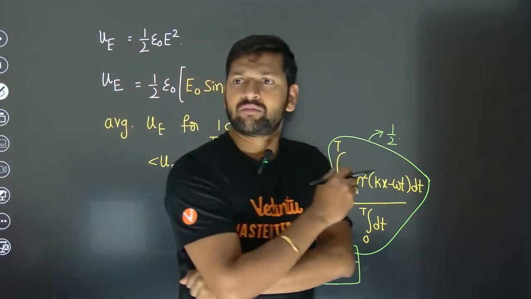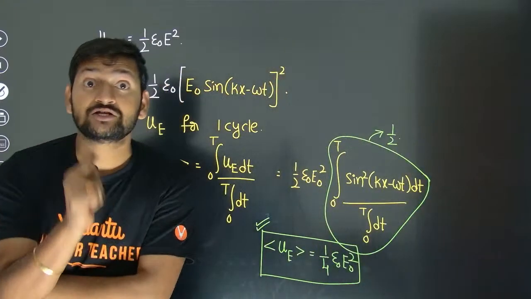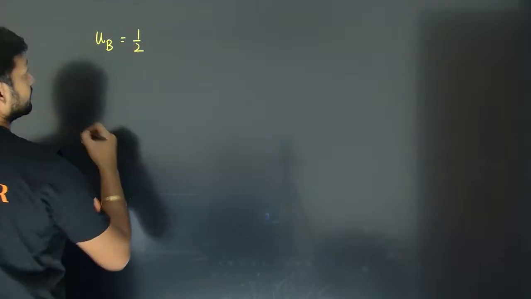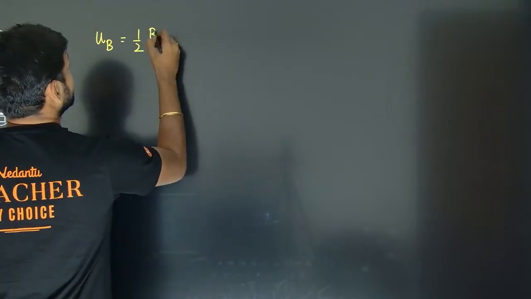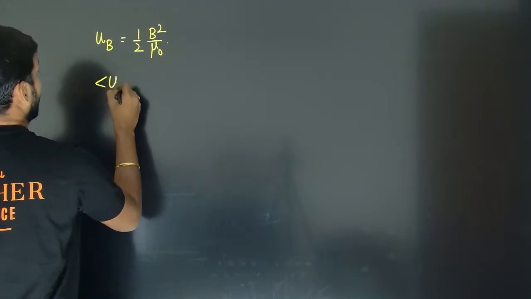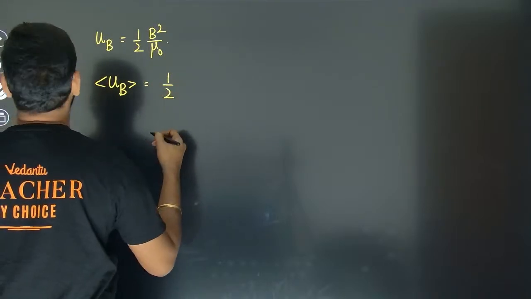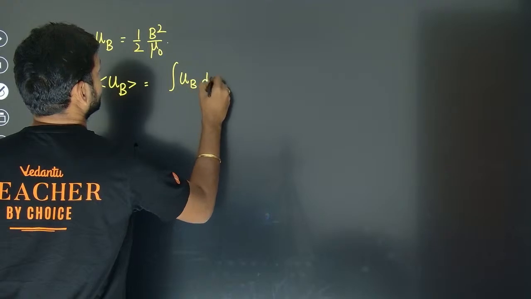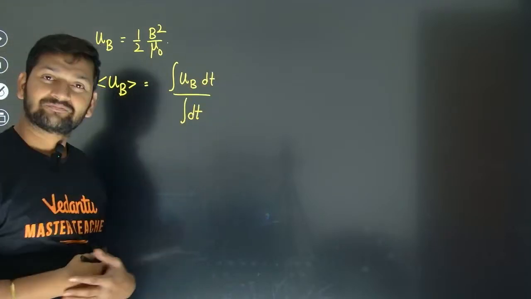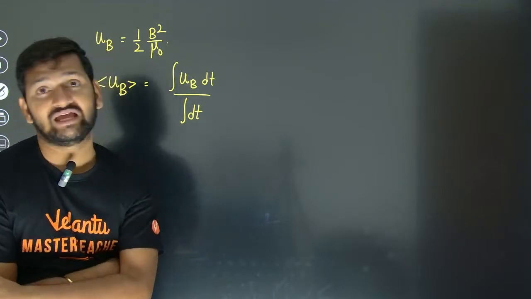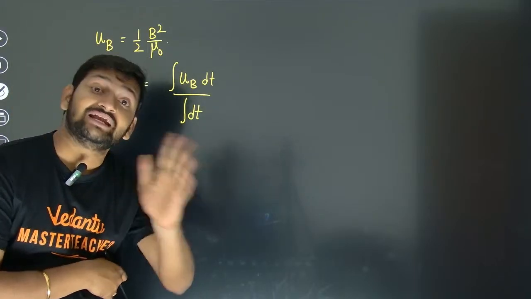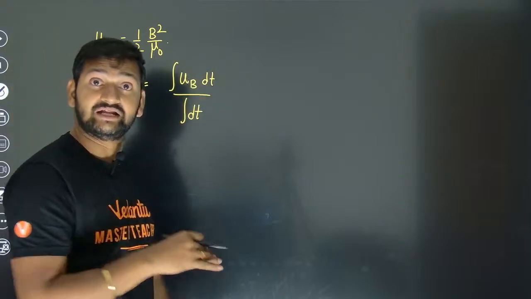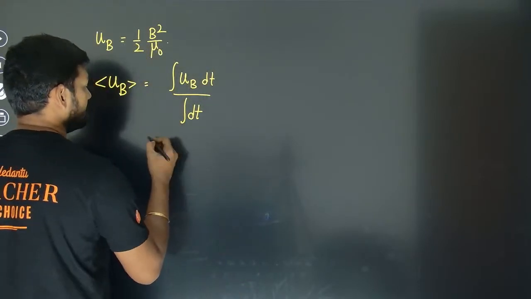Sir, you gave us averagely how much energy is stored in the form of electric field. How much is stored in the form of magnetic field, sir? Same story. The energy stored in the form of magnetic field, energy density, that means energy per unit volume, is half B square by mu naught. If you want the average of it, obviously it is going to be integral UB dt by integral dt. I'm saving time. We have to represent B as B naught sine kx minus omega t. You will get the same story again. You will get integration of sine square, and integration of sine square by integral dt will result in half. So what do you get here?